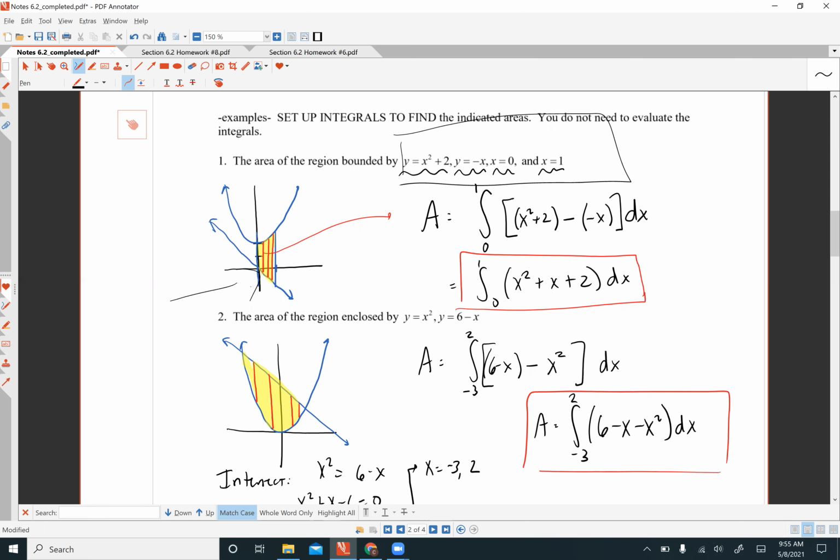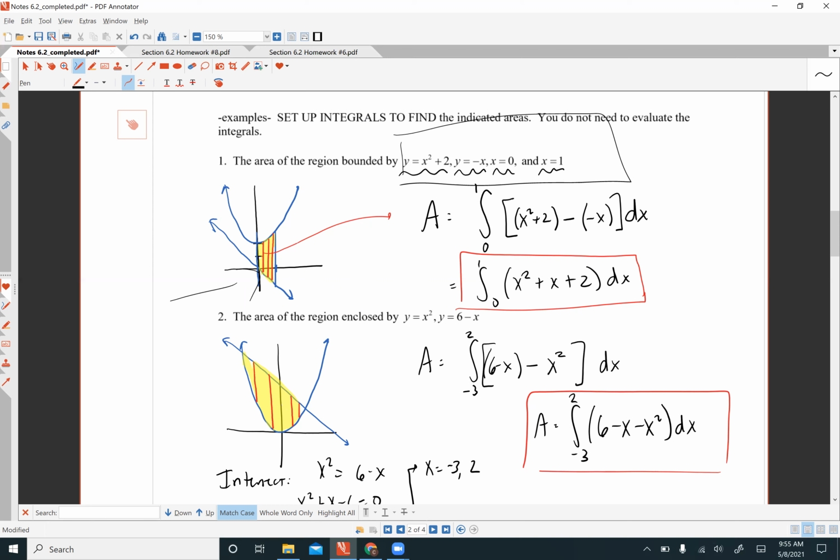So y equals x squared plus 2, we know that's a parabola, and the vertex is (0, 2). The line y equals minus x is a well-known graph, right? It's just that straight line that goes down through (0, 0) with slope -1. Then x equals 0 is the y-axis, and x equals 1 is a little bit further out here. And so then we see the area there. In this case, this is one of the easier ones that we're going to do.